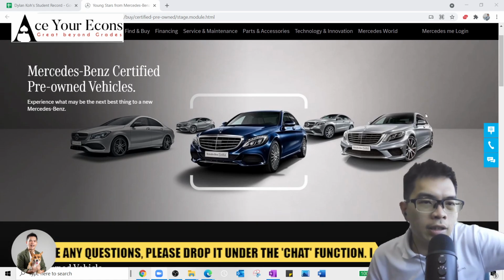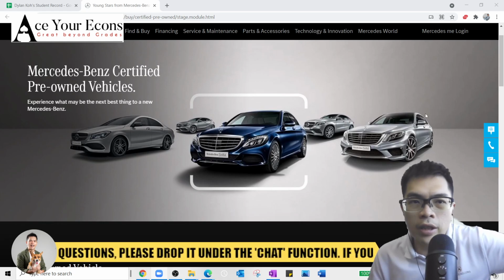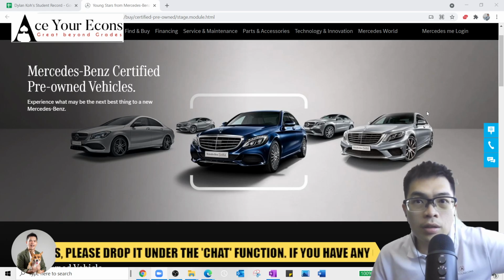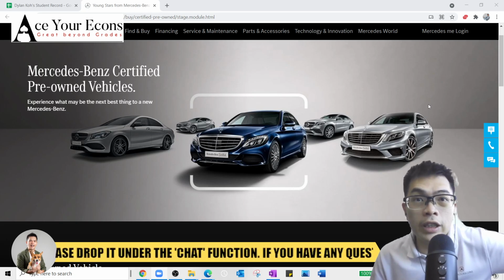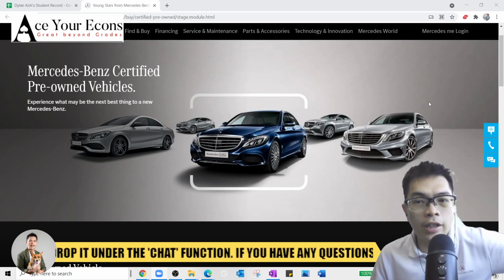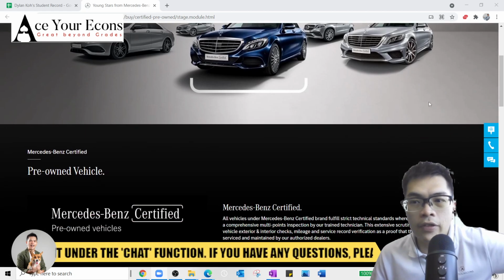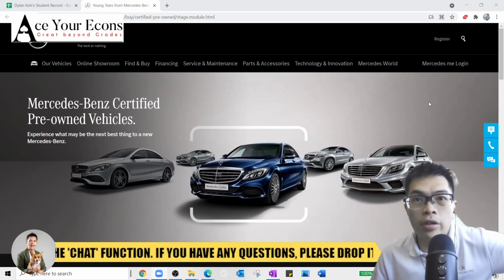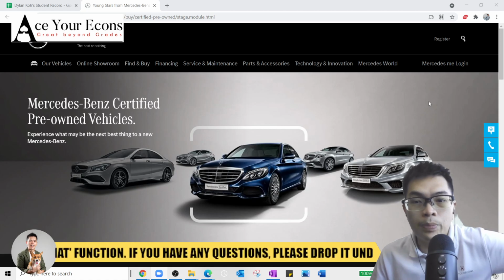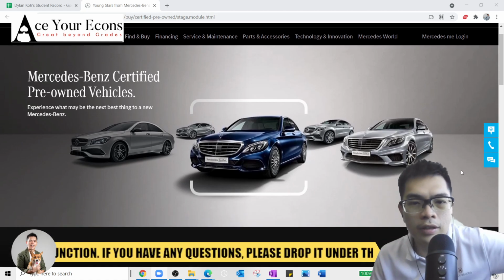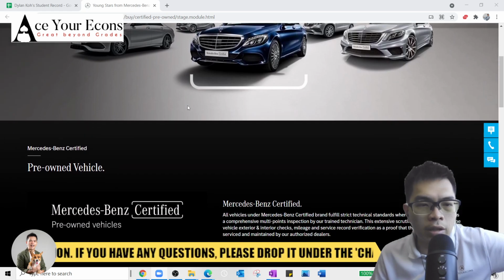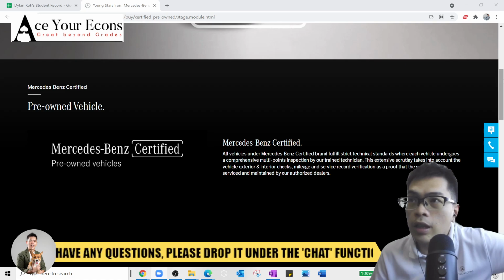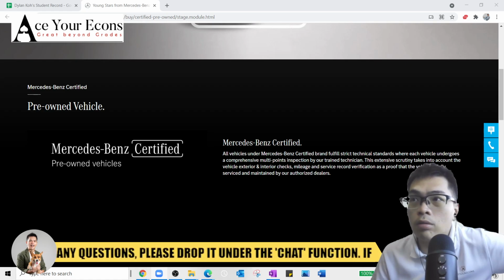Now, what is this website trying to show? Mercedes-Benz certified pre-owned vehicles. Previously we learned that pre-owned vehicles are subjected to adverse selection, right? The car dealers have more information than the car buyers, so they will try to engage in opportunistic activities to rip off the consumer, right? So now you can see the objective of this website: it's going to give you assurance that the vehicle is of reasonable quality, right?